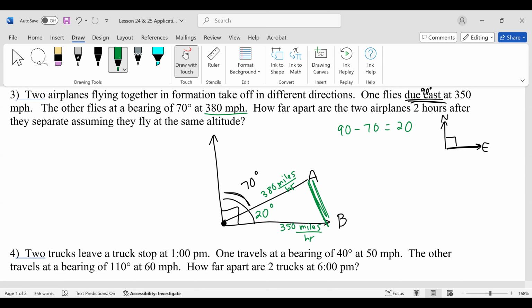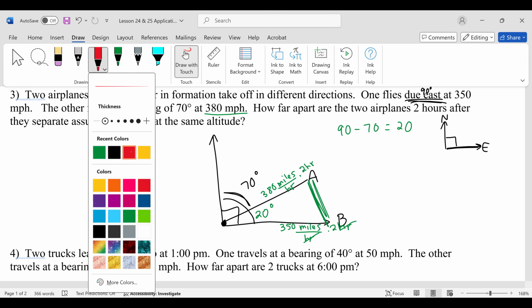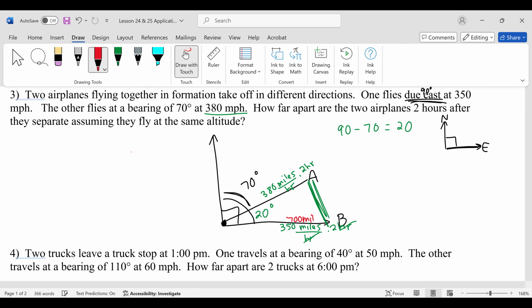So I'm going to multiply this by 2 hours and multiply this by 2 hours. Hours cancels with hours. 350 times 2 is 700 miles. I'll write it in a different color. This is 700 miles. And then what's 380 times 2? 760. So this will be 760 miles after 2 hours. Hours cancels with hours.